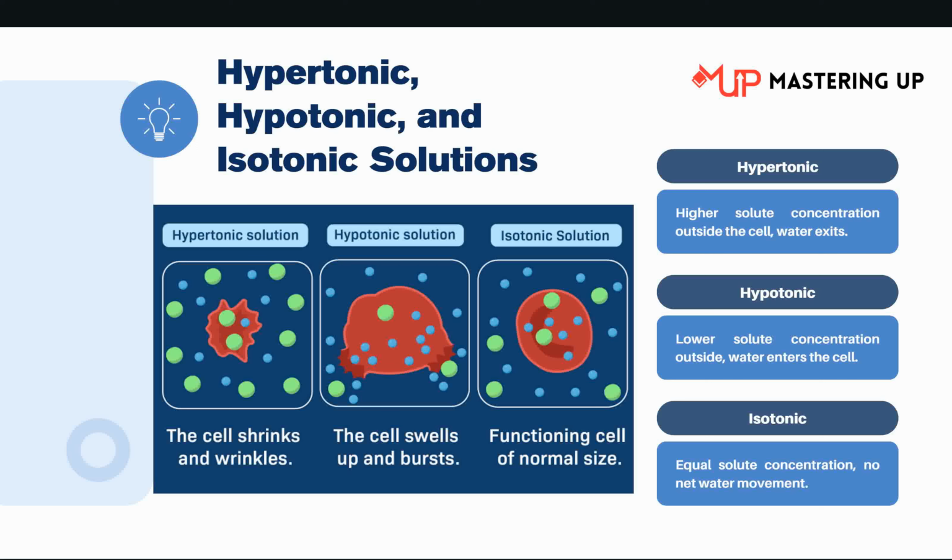Beyond biology, osmosis plays a role in everyday life. Take for example, food preservation. Salt and sugar are commonly used to create hypertonic environments where the water is drawn out of bacteria or fungi, preventing them from growing and spoiling the food. This is why we use salt to preserve meat or sugar to make jams.